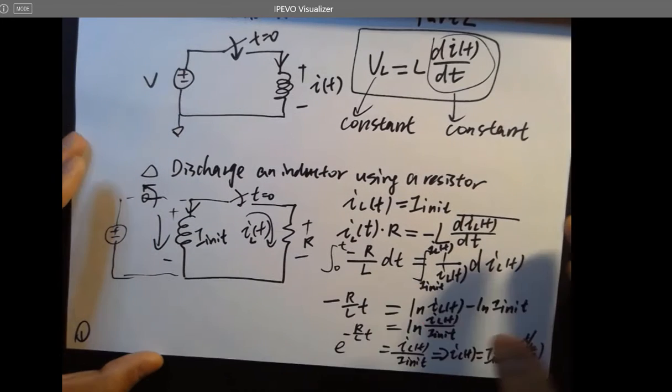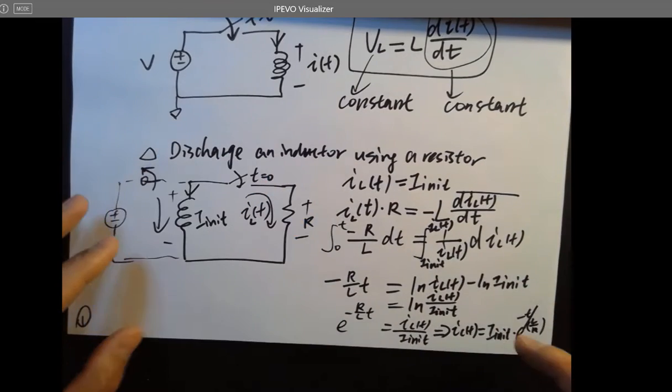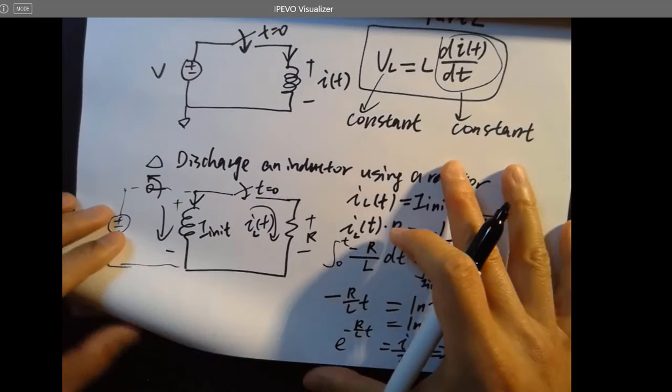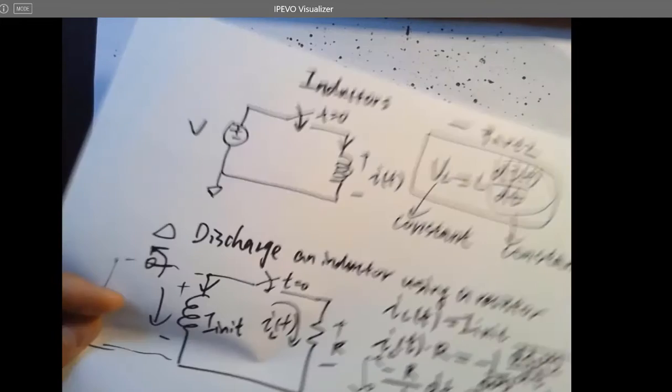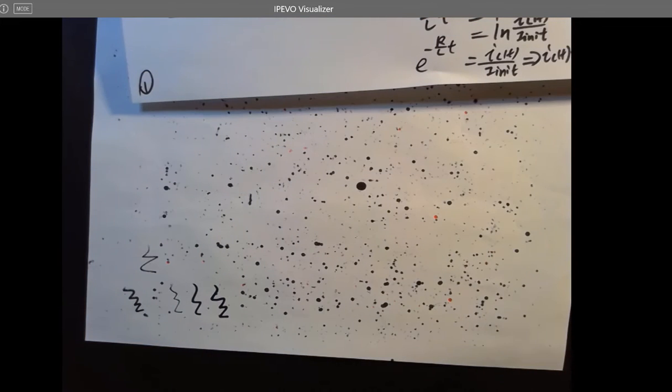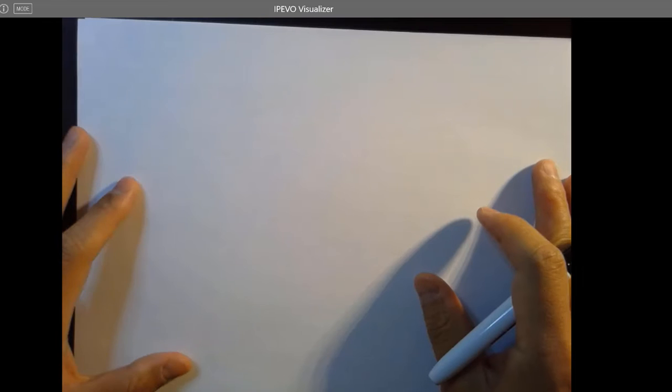So now we know how to discharge an inductor and what that looks like. It follows a pretty similar methodology to what you used for capacitors, and you will be able to find out the state of the inductor at any time point, right? So that's the first example I would like you to take a look at.